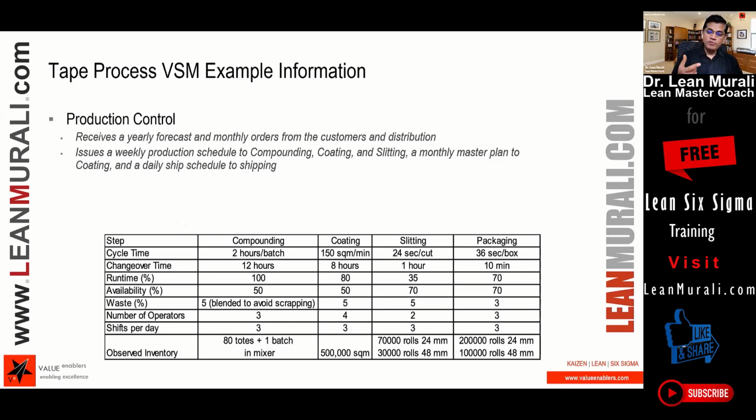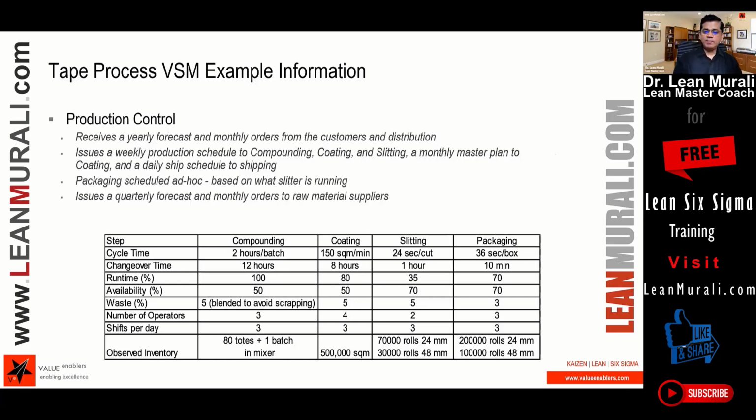And then when people are giving information, you can start putting the maps. Packaging is scheduled ad hoc based on what the slitter is running. So there is no plan for packaging. They are told, boss, whatever the slitter comes out with, you pack. There is no production plan. They can give a plan also. Quarterly forecast and monthly orders go to raw material. To our resin suppliers and film suppliers, we give a quarterly forecast, but orders we give monthly.